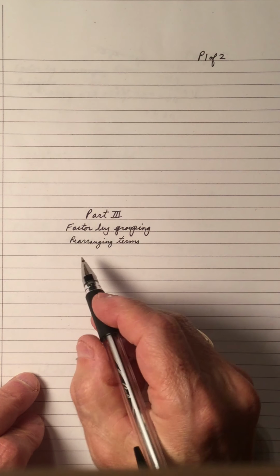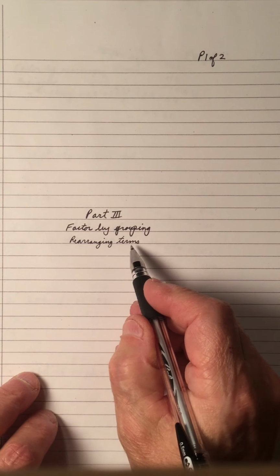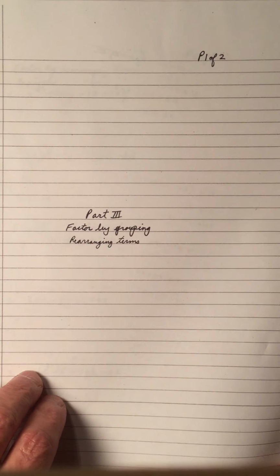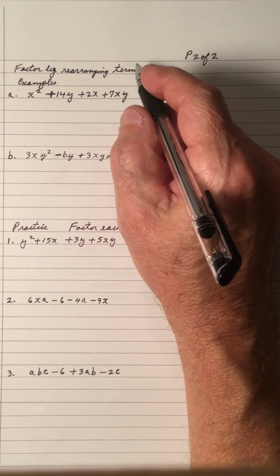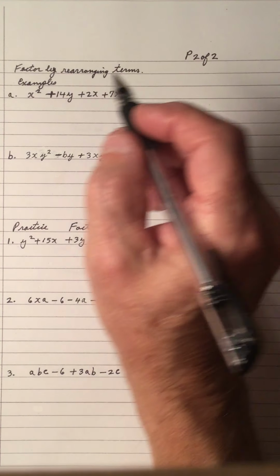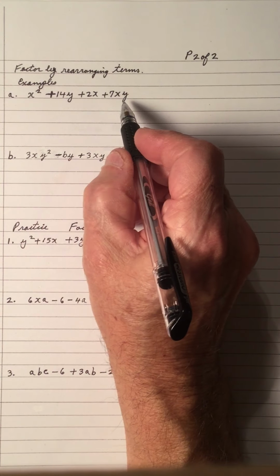But in this one, we're going to rearrange the terms so we can factor by grouping. Rearrange. Factor by rearranging the terms. Well, let's look at this. We have 4 terms, so we're going to factor by grouping.